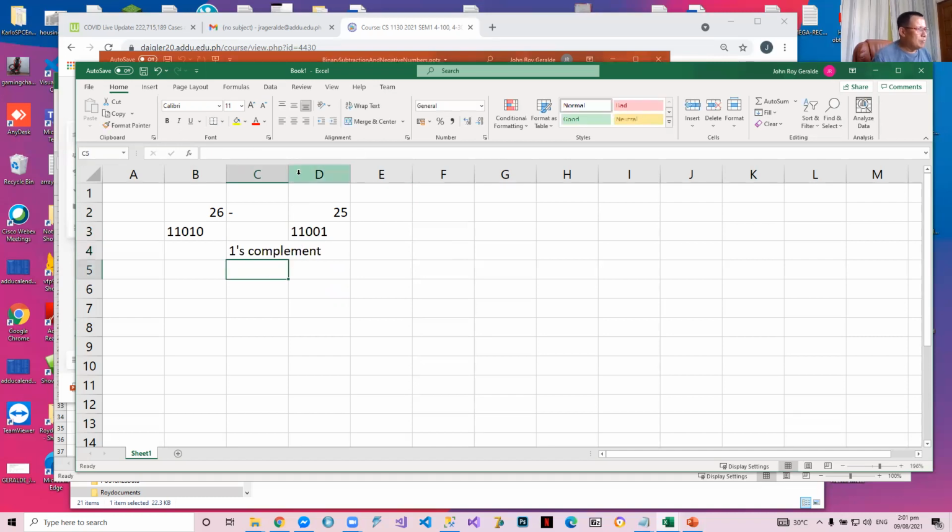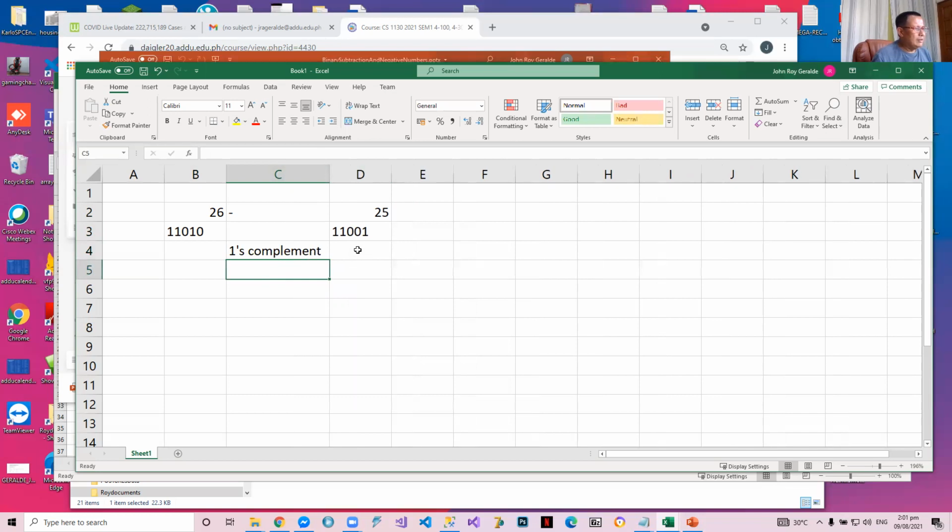Complement, not complement. The 1's complement is 0, 0, 1, 1, 0. So that's the 1's complement. Okay. It's the same value as the example in the video.